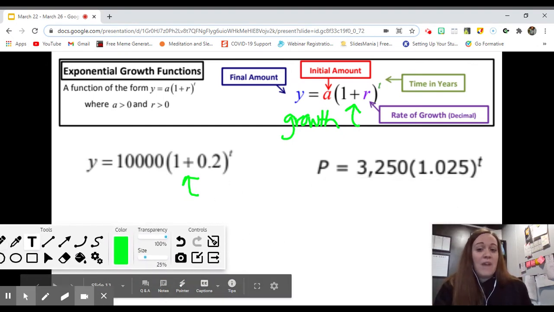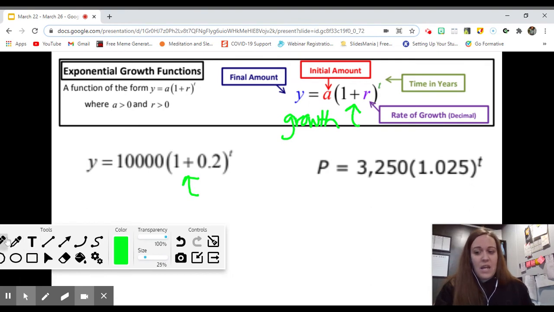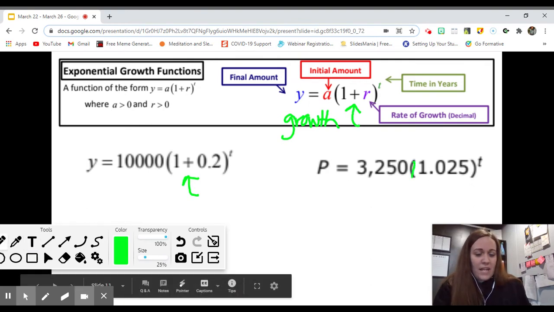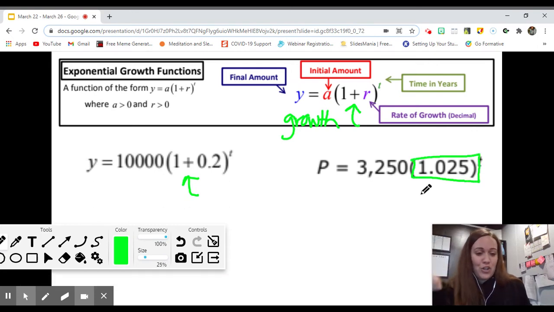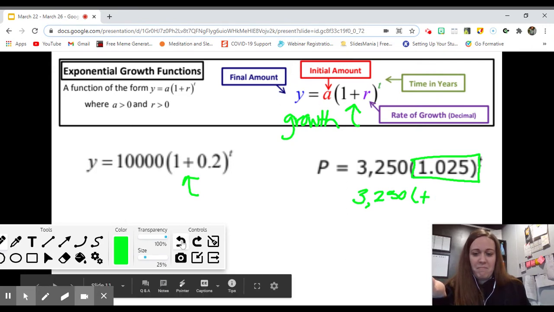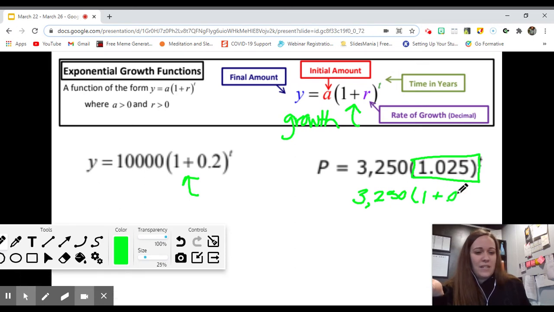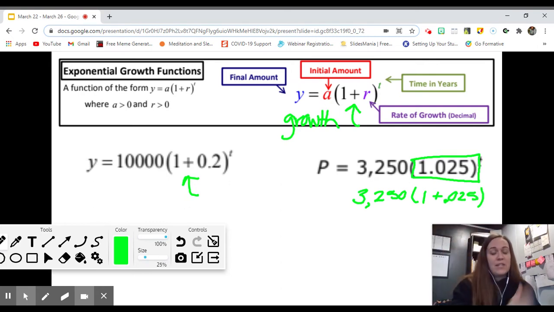Also looking at it, I know if I add 1 to something, it's going to be bigger than 1. So this number right here is 1.025. So it had 1 added to it. If I was to subtract 1 in my growth equation from my form up there in the box, it would be 3,250 times 1 plus 0.025. Okay, so there you have 0.025 as your rate.